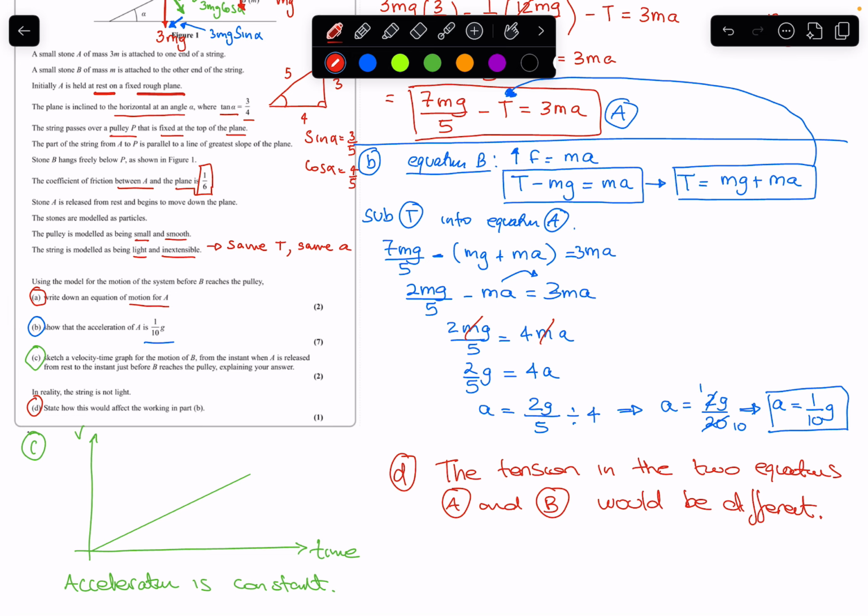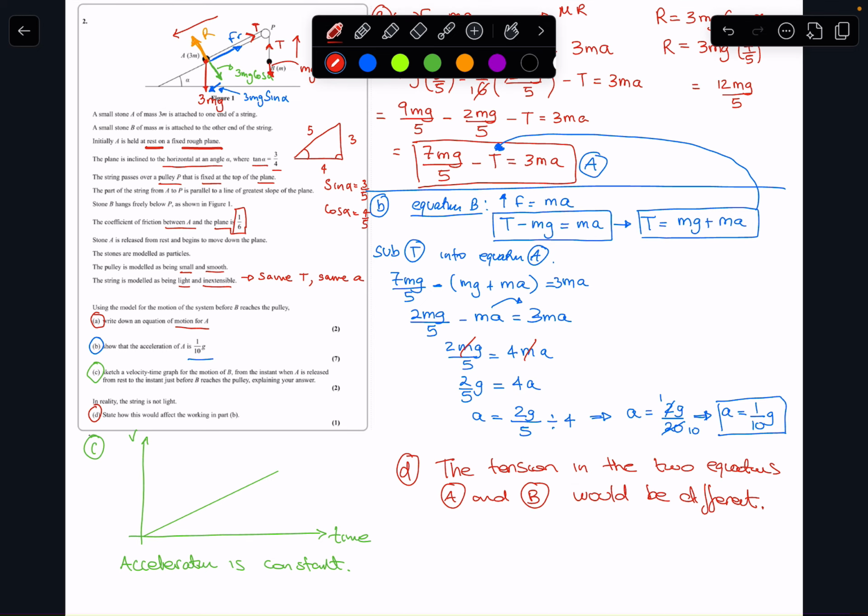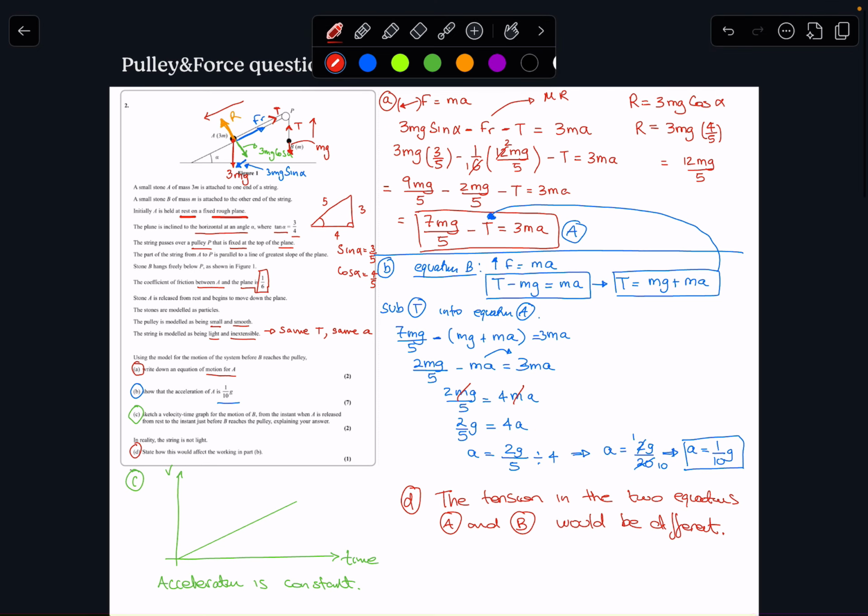So hopefully this question is all clear now. Let me know if you have any questions below. But yeah, this is the model answer on how you answer any questions where you have forces at an incline with pulleys. Always try to take a step at a time and try to reach your answer.